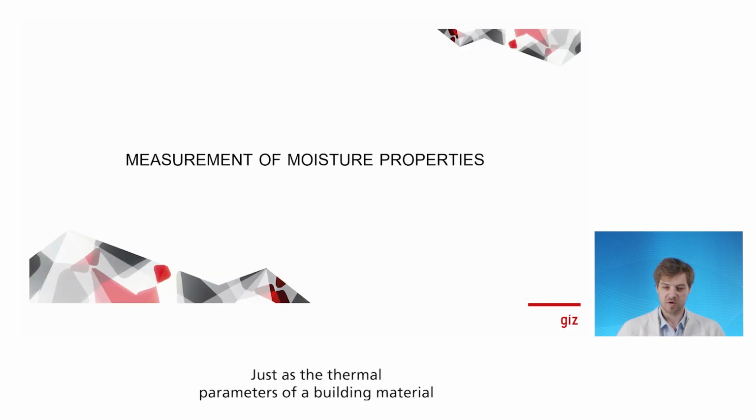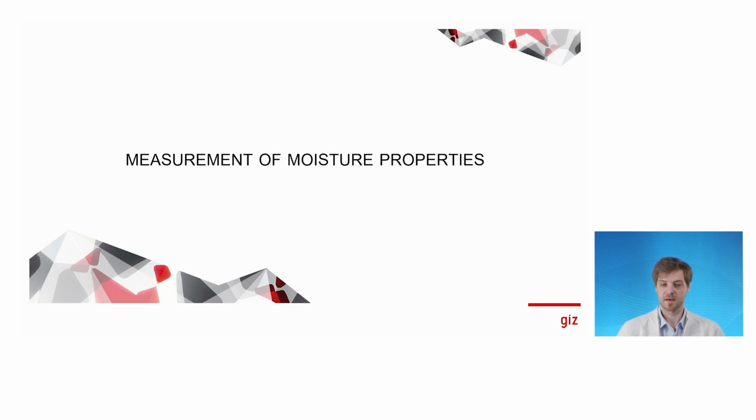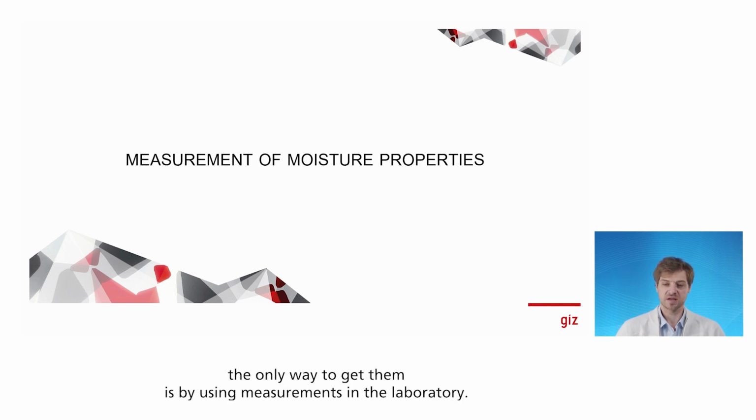Just as the thermal parameters of a building material must be investigated, it is also essential for simulations to determine the hygrothermal parameters of a building material. If they are not available from the producers, the only way to get them is by using measurements in the laboratory. For this purpose, there are various tests available, investigating both the sorptive and the drying behavior of building materials. In the following, I would like to present the most common methods.